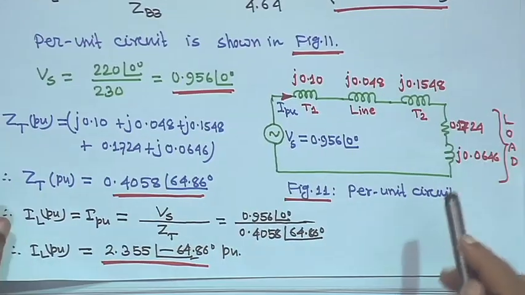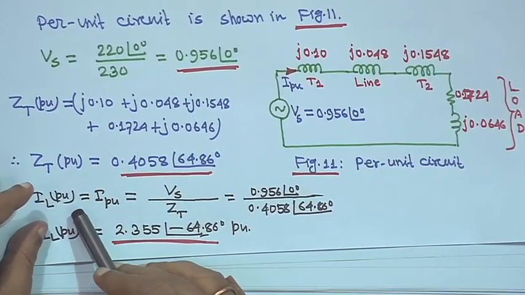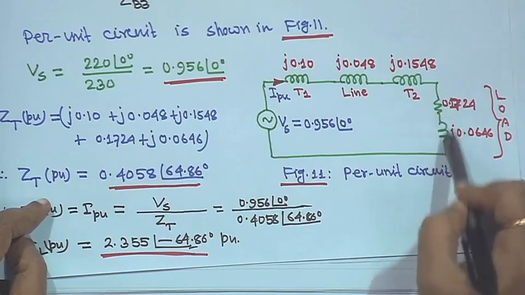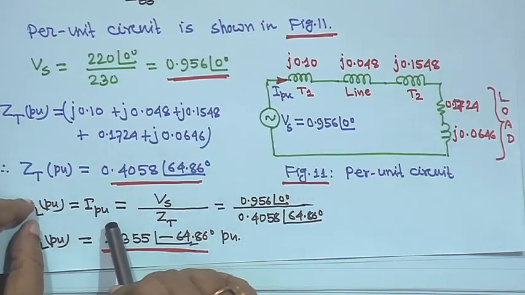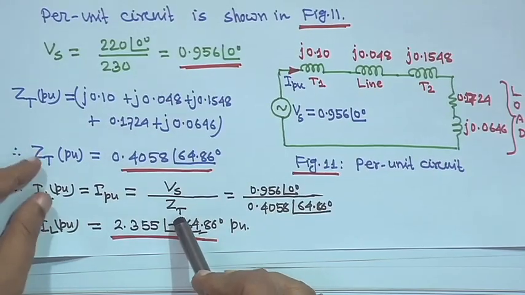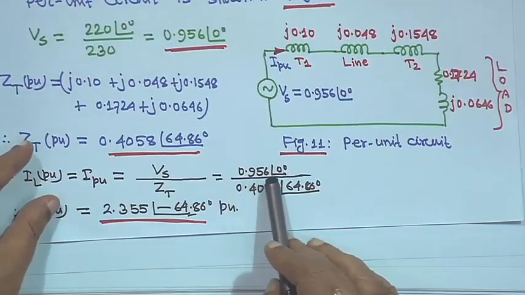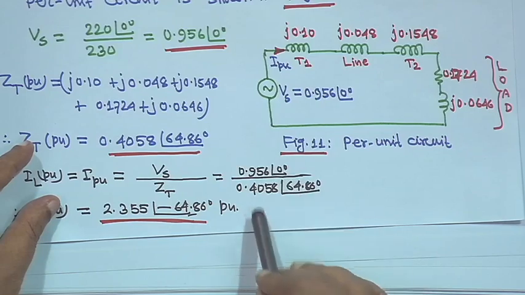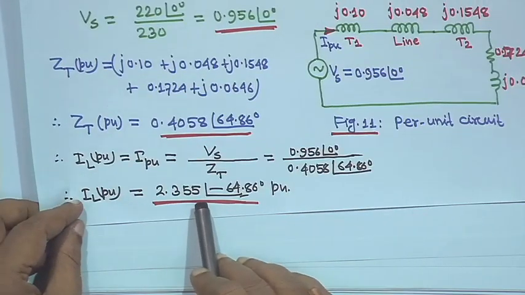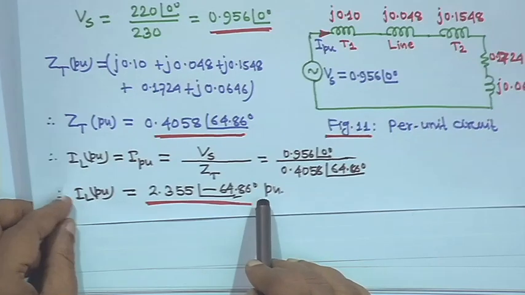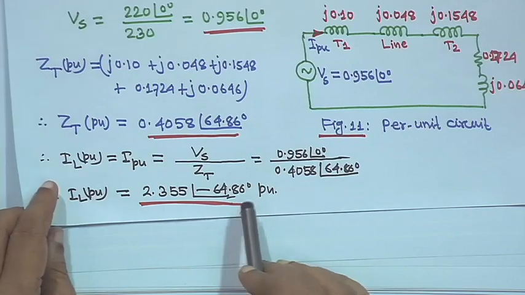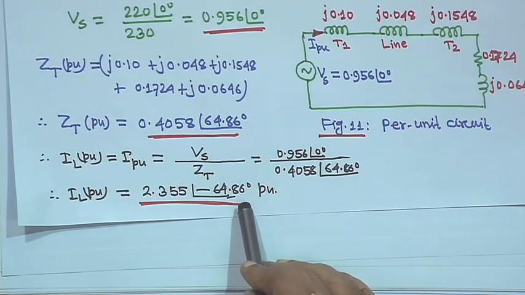And so, therefore, IL per unit is equal to IPU, because the same current is going to the load. So IL per unit is equal to, for the series circuit, IPU equals Vs upon ZT. That is 0.956 angle 0 degree divided by the total ZT, and you will get 2.355 angle minus 64.86 degree per unit. This is the per unit value of the current.